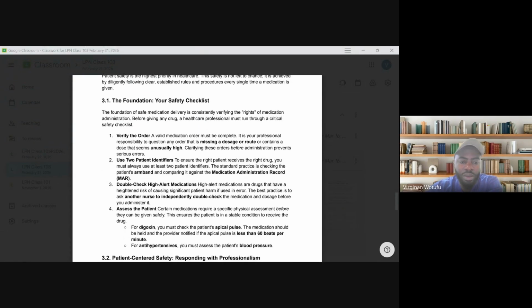Then looking for that, you double check high alert medications. With high alert medications, you always double check with another nurse independently before administering.